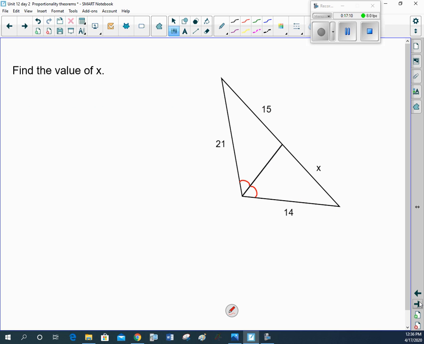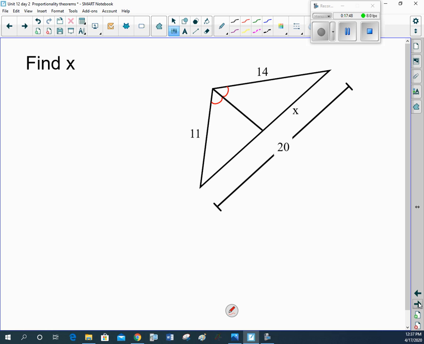Okay, so find the value of x. Because this is marked right here as an angle bisector, I know I have some things that are in proportion. So I'm going to say 21 over 15 equals 14 over x. So 21x equals 14 times 15, which is 210, divided by 21, so x is 10. So this piece right here is 10.